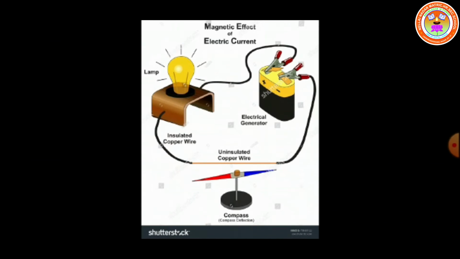Next one is the magnetic effect of electricity. What is it, students? Magnetic effect of electricity, or magnetism. In 1819, Hans Christian Ørsted discovered that electricity has a magnetic effect.